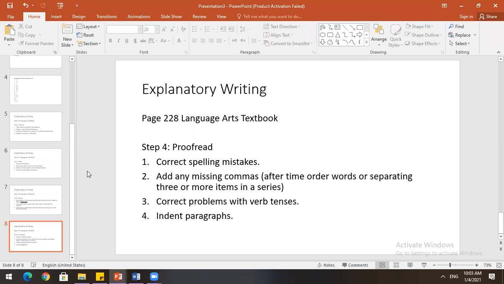Yeah. Look, guys, on page 229, look at the proofreading marks. This is for a new paragraph. Add, take out, make a capital letter, check the spelling, add a period. Okay, this is just to make it easier for you when you are correcting your mistakes.